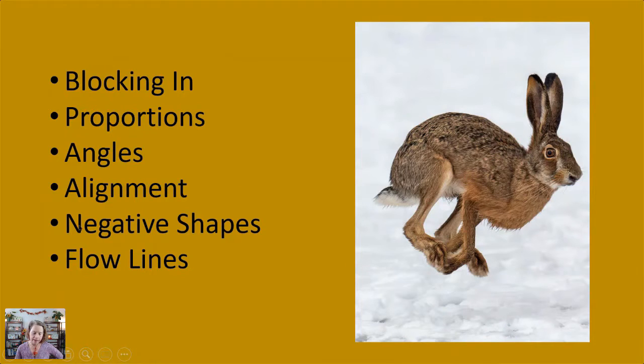And then negative shapes. You can see those negative shapes really easily here in this rabbit because it's against the white snow background. So look at this oval shape of the snow between the rabbit's back two legs. When you're drawing something, it helps you to look at the part that isn't your subject just as much as looking directly at your subject.